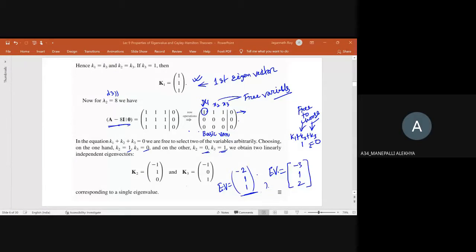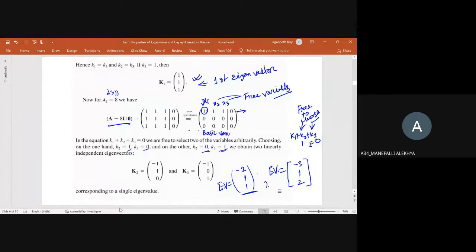Sir, if we have k4 also, then do we have to choose two zeros and one 1, or only one 0 and two 1s? You're talking about if we have k4. Yes, sir. It is also a free variable like k2 and k3. No, in that case the matrix will be a 4 by 4 matrix, right? Yes, sir. Depending on the situation, you have to find out what can be the eigenvectors and eigenvalues.